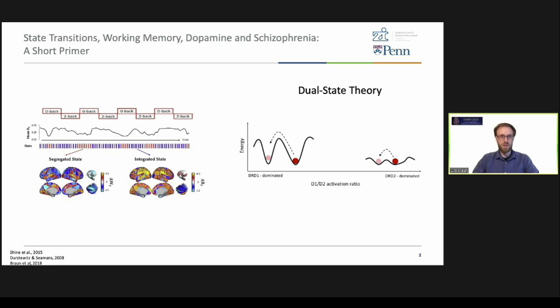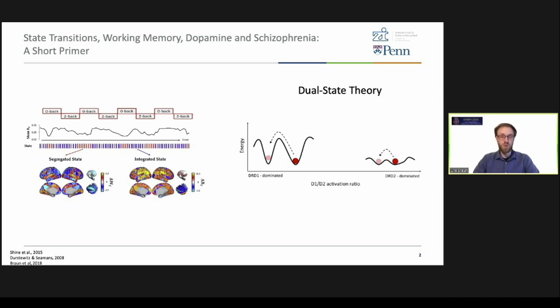There are a lot of other studies that show that indeed the brain needs to transition through various brain states that are globally expressed while performing working memory. But no one has so far looked at, or little is known about, how the brain actually controls these transitions and how it stabilizes these states.